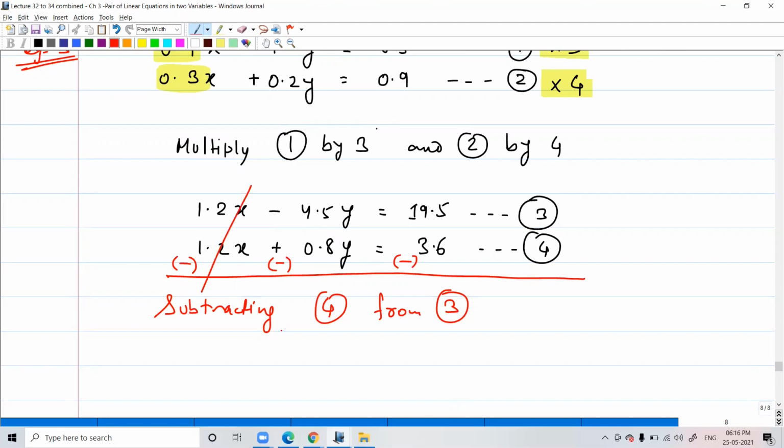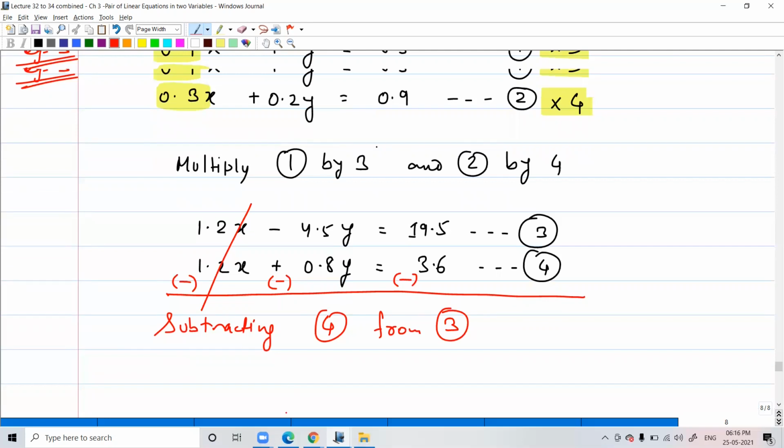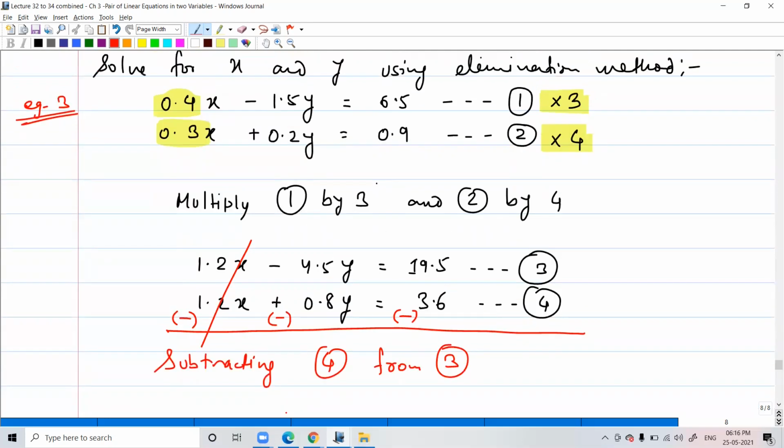Sir, can we multiply 2 by -4, sir? Yes, we can multiply by any number, doesn't matter. So instead of multiplying by 4, if you do it by -4, you can just add 3 and 4 instead of subtracting, which I'm doing right now. So you can do that also. That will be a smart thing to do actually.